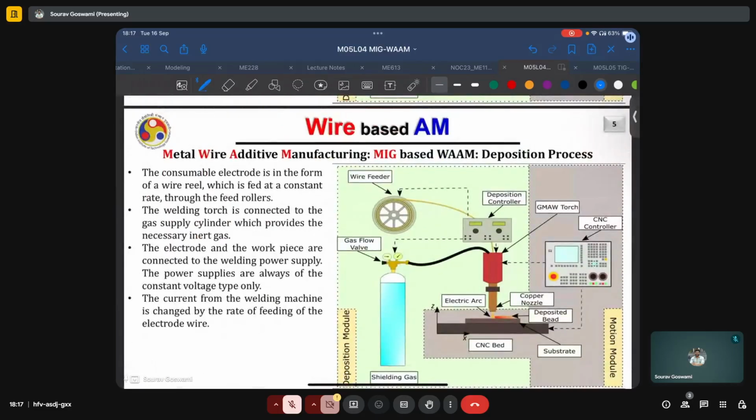The consumable electrode in this case, as we saw, is in the form of the wire rail, which is fed at not necessarily a constant but at a controlled rate and through the feed rollers. The welding torch is connected to the gas supply cylinder, which provides the necessary inert gas.